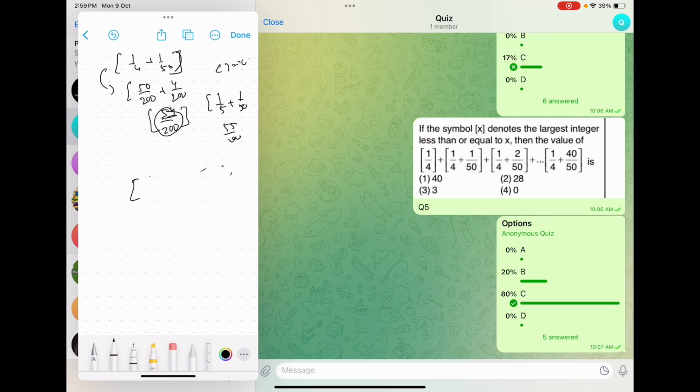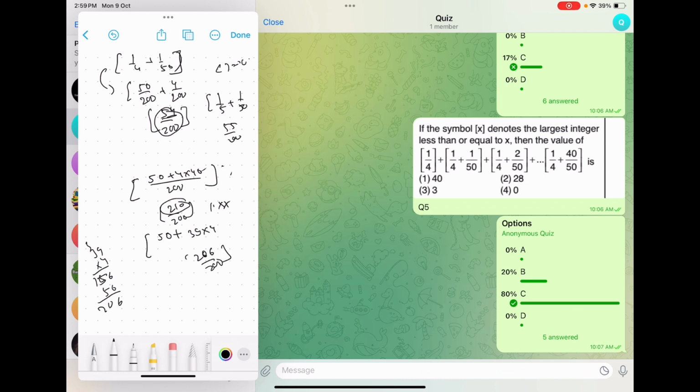So let's check the last term. The last term will basically be 50 plus 4 into 40 by 200, so this is 160, 210. So 210 by 200 will result in 1.xx. We'll check for one lesser value. The lesser value will basically be 50 plus 39 into 4. My bad, 39 into 4 is 156, so this is 206, so 206 by 200.